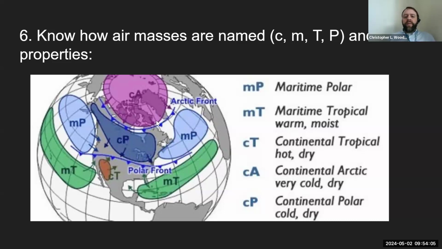Those are the main ones that affect us here. You also have continental, Arctic, very cold and dry. But the main ones that affect us, the maritime, polar, of course, in the northern Pacific and Atlantic, continental, polar, up towards Canada, and then maritime, tropical, very wet, warm, tropical air.